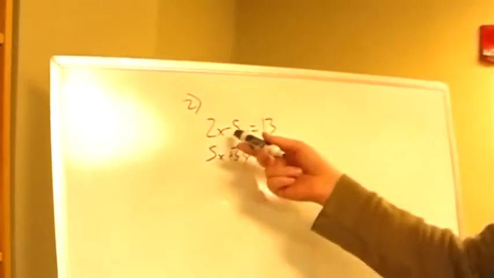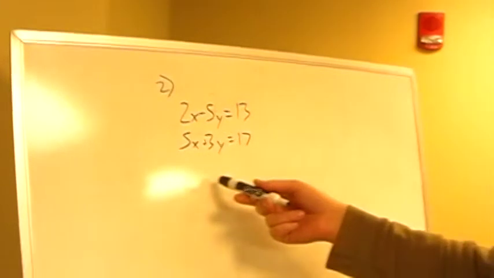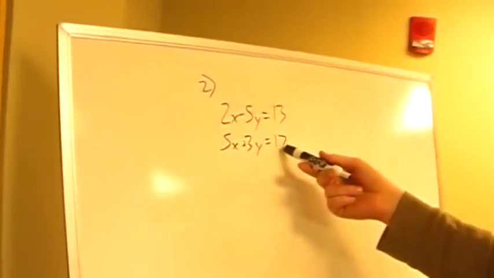Alright, this is problem 2 on the practice test, and it says to solve by elimination or substitution. Well, because we don't have a variable all by itself, I would always be more prone to solve by elimination, or solve with elimination by addition. So I see that there's a 2x minus 5y equals 13, and then a 5x plus 3y equals 17.